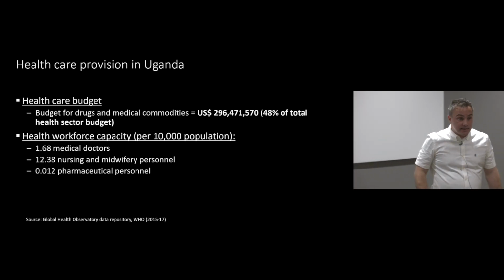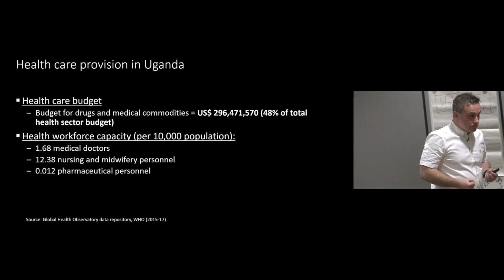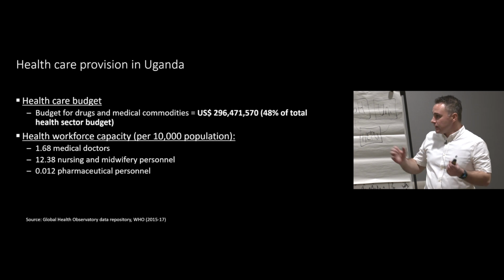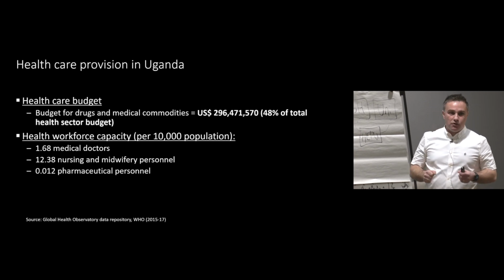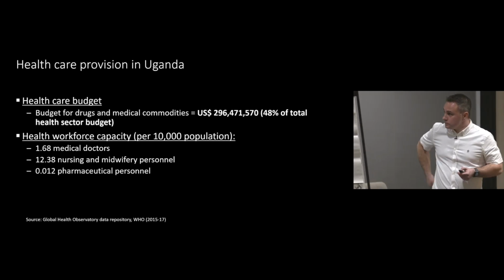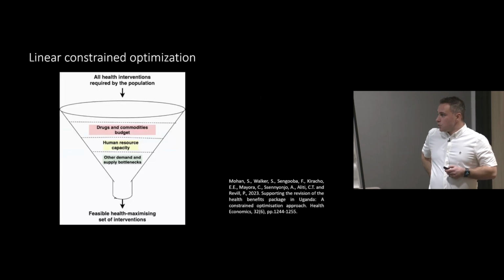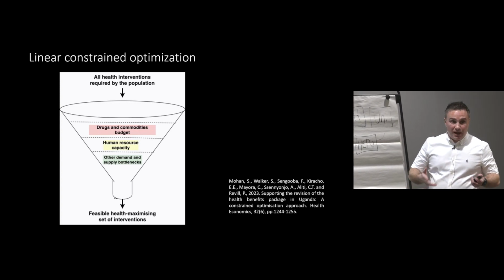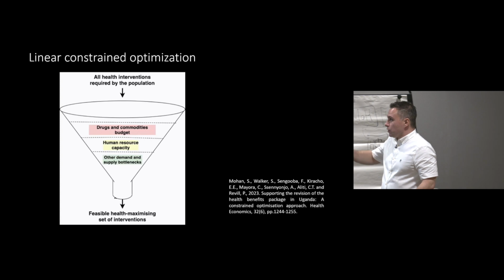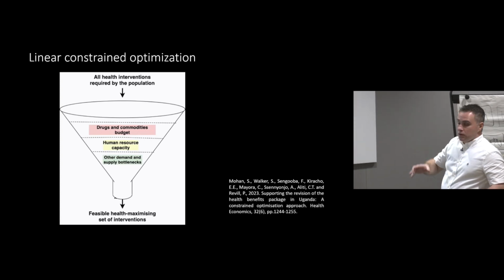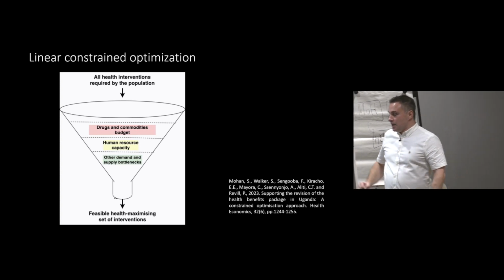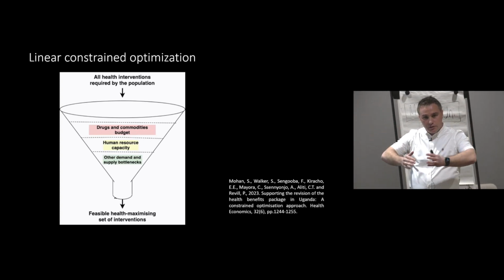healthcare worker density was very low. Less than 2 medical doctors per 10,000 population, 12 nursing staff, and very, very few pharmaceutical staff. So one approach which we developed, if you're interested, is a linear constrained optimization mathematical program, which took all of the interventions which would be considered in Uganda and effectively put them through a funnel.